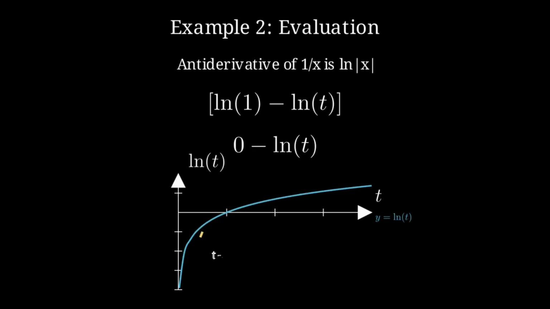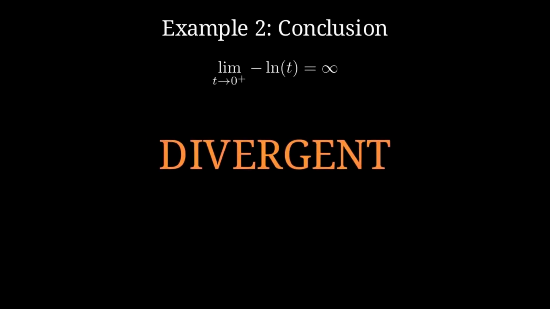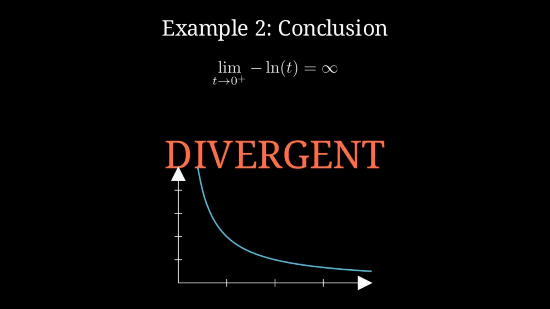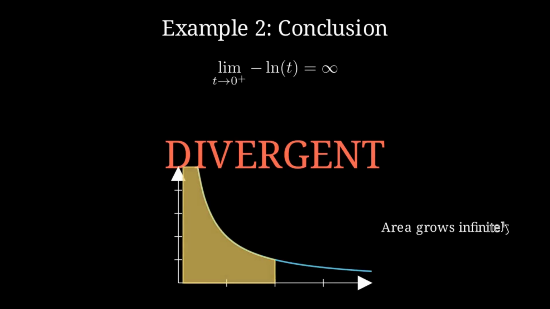As t approaches 0, the natural log drops toward negative infinity. Because the limit is infinity, the area is not finite. We conclude that the integral of 1 over x from 0 to 1 diverges. This illustrates that not all improper integrals have a solvable area.